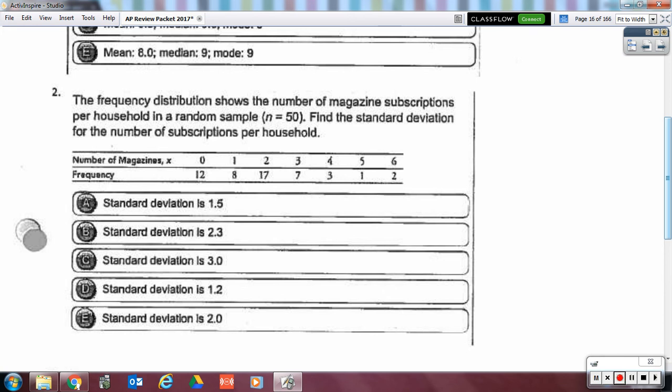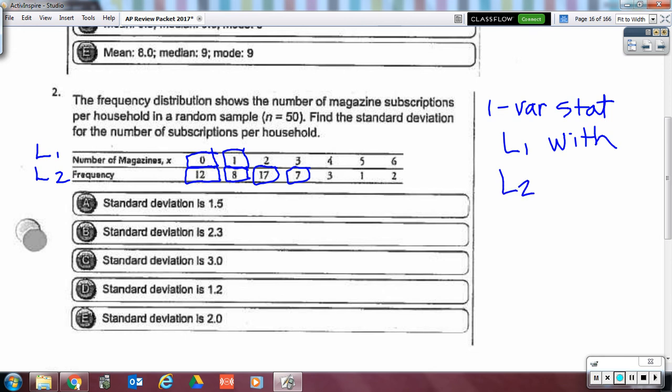So this is about magazine subscriptions and households, and what it's saying is that 12 households have 0 magazine subscriptions, and 8 households had 1 magazine subscription, and so on. So you could go put 12 zeros in list 1, and then 8 ones, and then 17 twos, and 7 threes, and so on until you have 50 items in list 1. But I don't want to do that. So I'm going to put my values in list 1 and my frequencies in list 2. And I'm going to do one variable stats of list 1 with list 2's frequency.